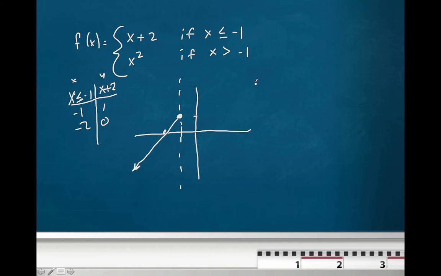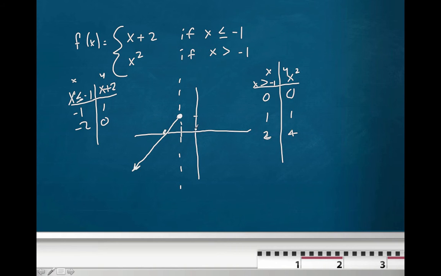Now over here to the right of where x is negative 1, again, if we make a t-chart, we'll put x bigger than negative 1 here to remind us that the values of x we put in here will be things like 0 and 1 and 2, things that are greater than negative 1. And then we would find our y values by squaring the x values. 0 squared is 0, 1 squared is 1, 2 squared is 4.